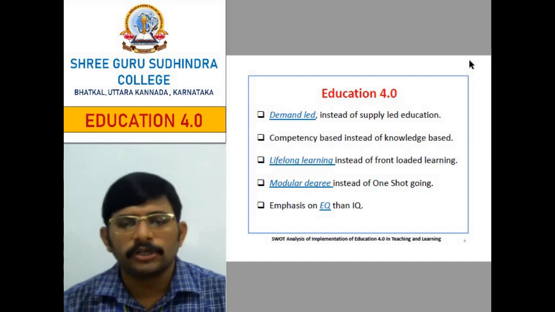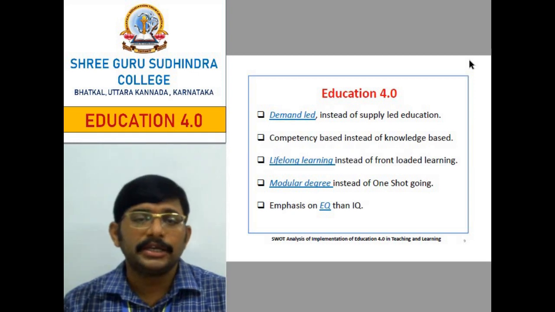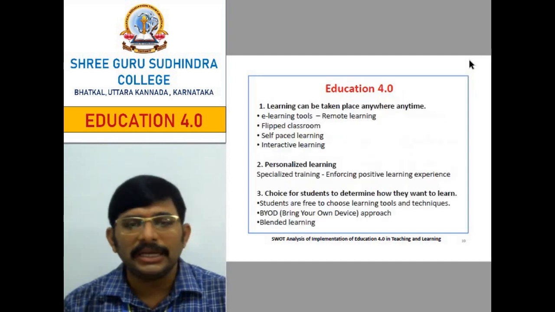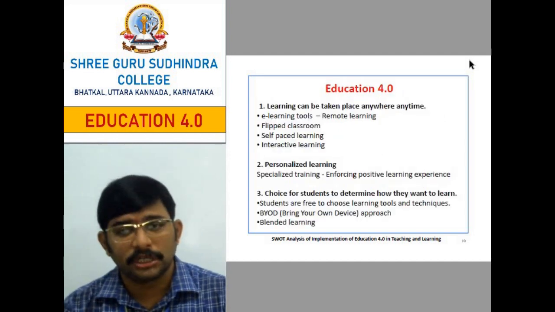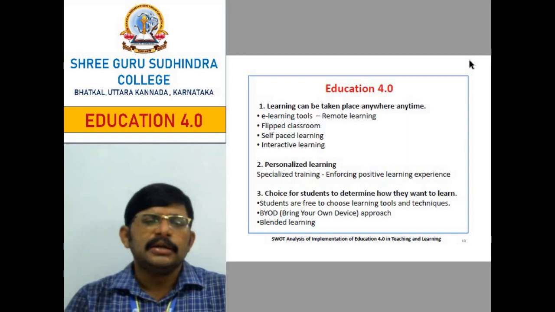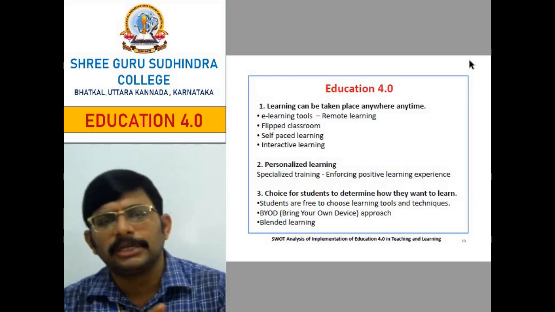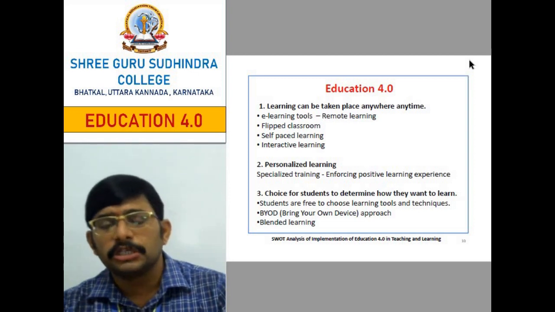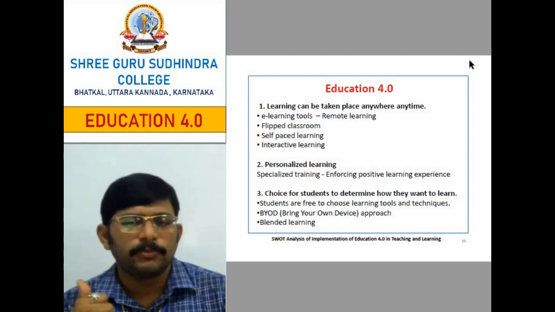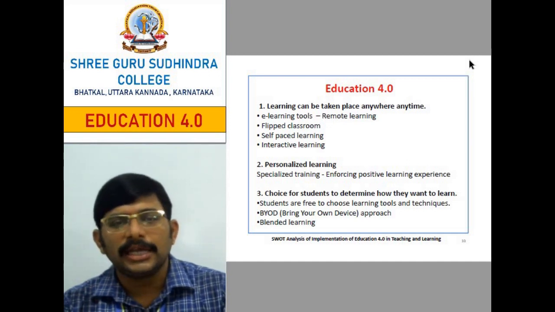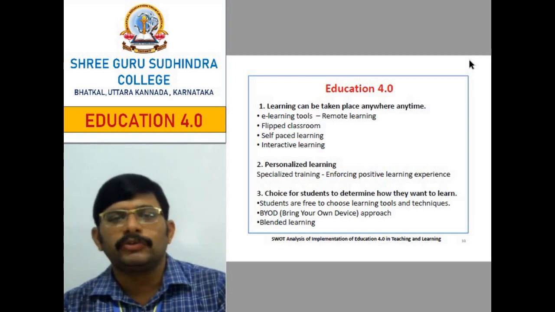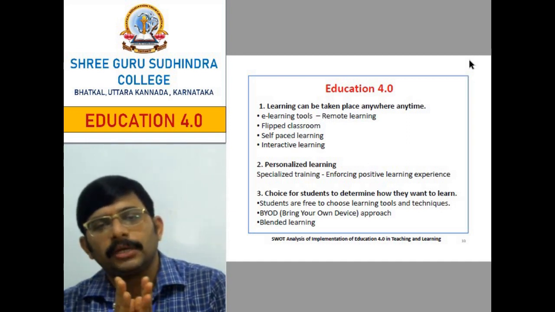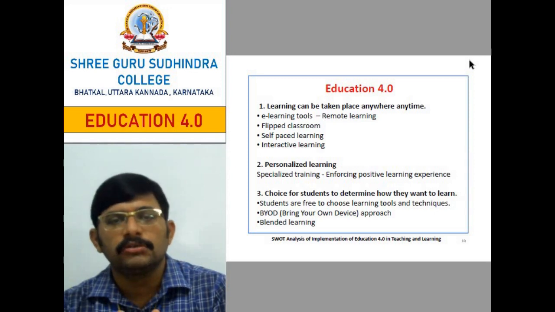The last point emphasizes EQ rather than IQ. So these are the 5 points which show what Education 4.0 is all about. Now let me brief you regarding a few points on Education 4.0 in detail. The first and foremost, as I already mentioned, is that learning can be anytime, anywhere. We call it a 24/7/365 learning system. At any point of time, anybody can learn. There is no restriction nowadays.